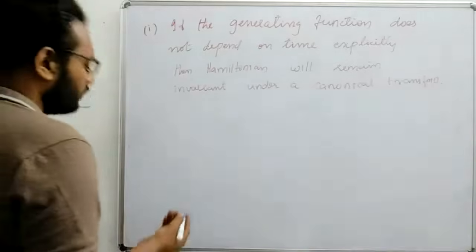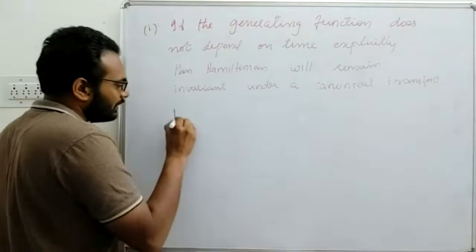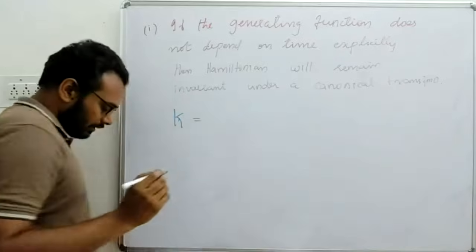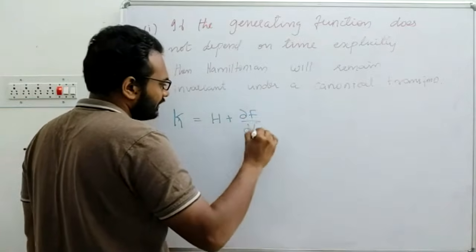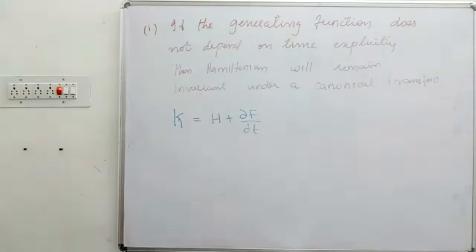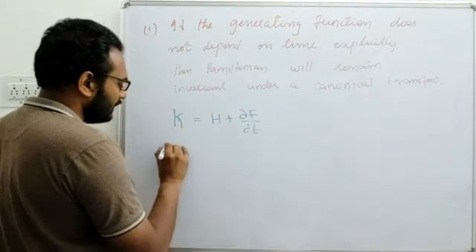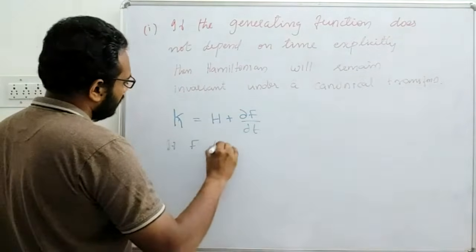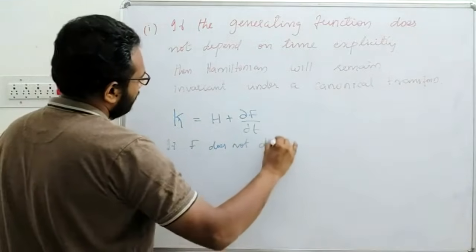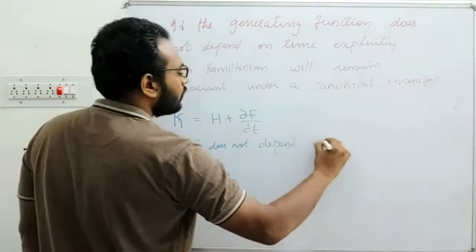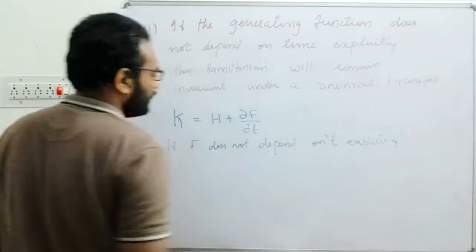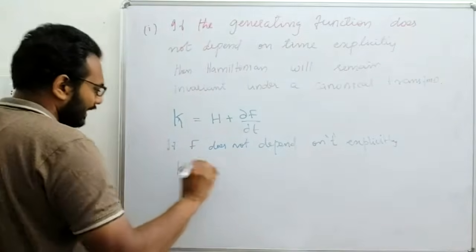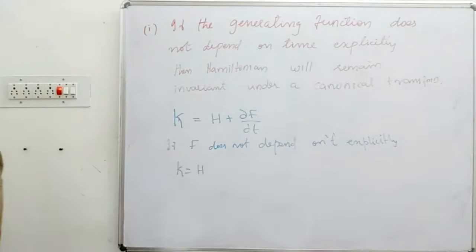Now, how do we prove this? We know that the old and new Hamiltonians are related by this relation: K is equal to H plus dou F by dou T, right? You can just check your previous notes. Now, if F does not depend explicitly on time, then you see that K is equal to H. Yeah, that's the result.